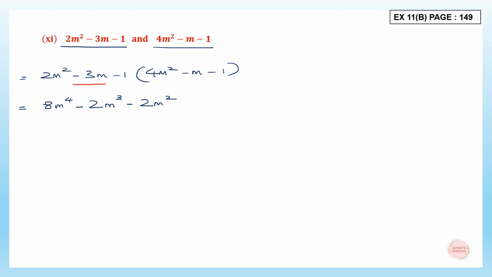Now let's take minus 3m first with 4m square. So the sign is minus. 3 4s are 12. M into m square is m to the power of 3. Then we continue, minus 3m into minus m. Minus into minus is plus. 3m is 3. M to the power of 1 plus 1, which is 2. Now multiply minus 3m into minus 1. Minus into minus is plus.